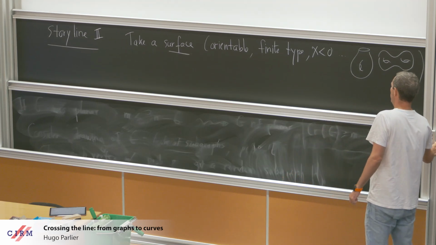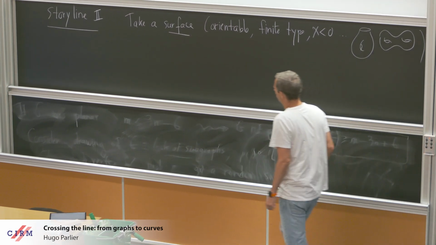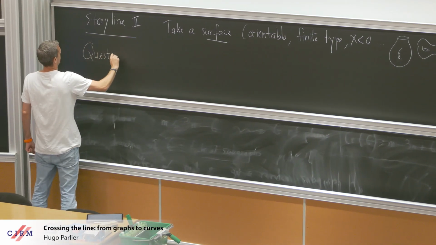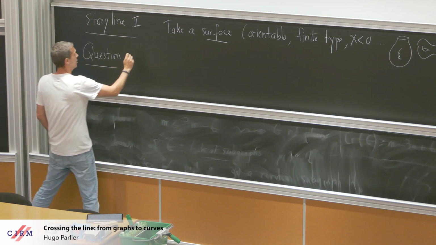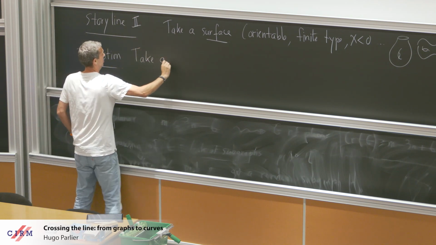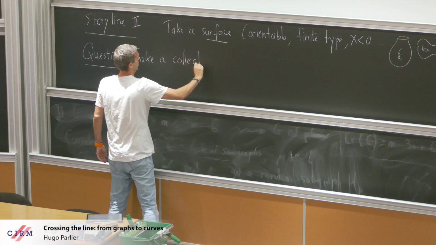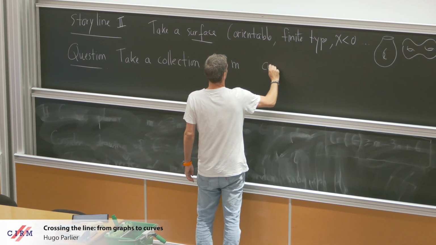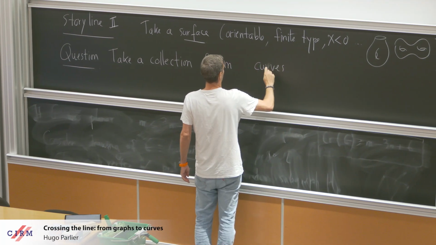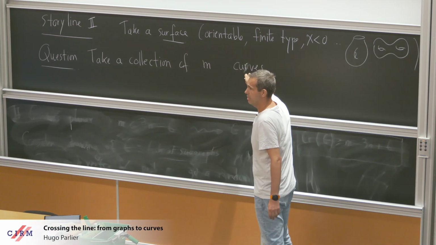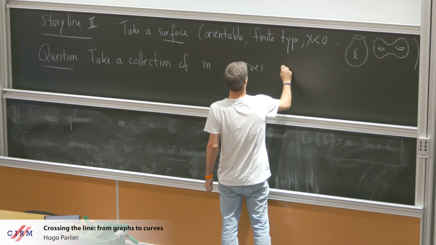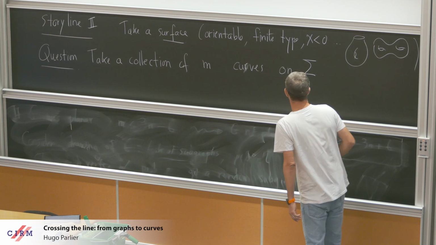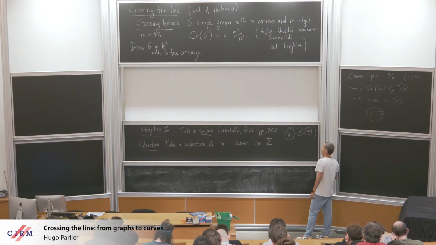And you ask the following question. Take a collection of M curves, and I'll give you adjectives in just a second, but M curves on this surface sigma. So that's your setup.